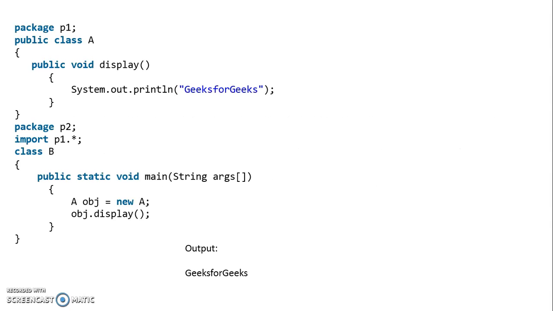Now here I have my package P1. Then I have declared one class as public A. Here is my function which is declared as public. Then is my package 2. Here I have class B. Here is my main function. I have created an object of class A. I am going to call the function. Now as all of you know, the public access modifier is accessible everywhere. So here I will get the output "gigs for gigs".